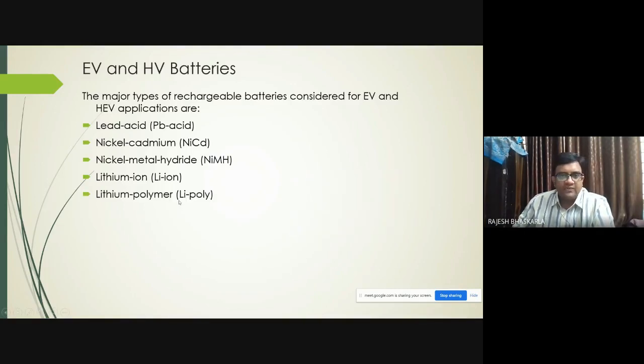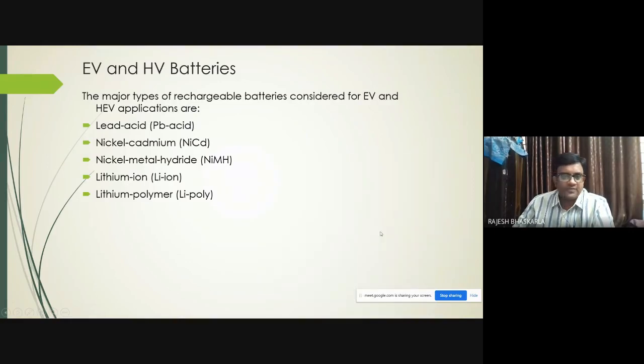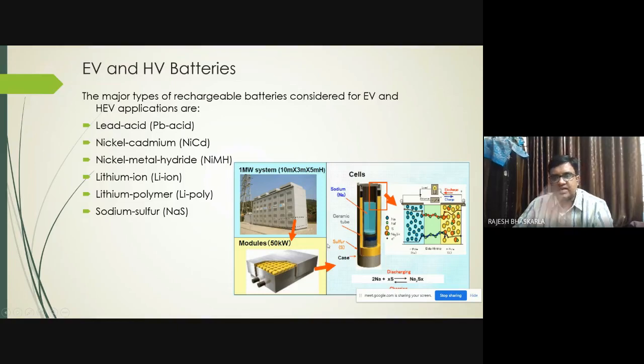And then we also have lithium polymer batteries. Lithium polymer is one generation older than lithium ion batteries. Earlier to lithium ion batteries, we were using lithium polymer batteries, mostly in electric vehicles also. Then the sodium sulfur battery. Sodium sulfur batteries are the latest batteries, and these are very few. This is under research, and you can observe very few of these batteries in electric vehicles. They are very less in number.